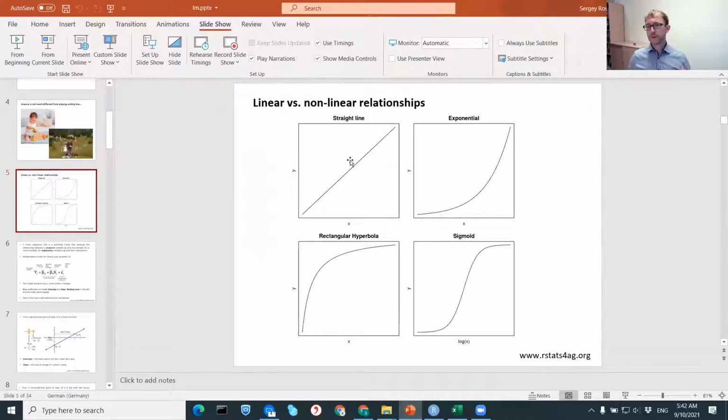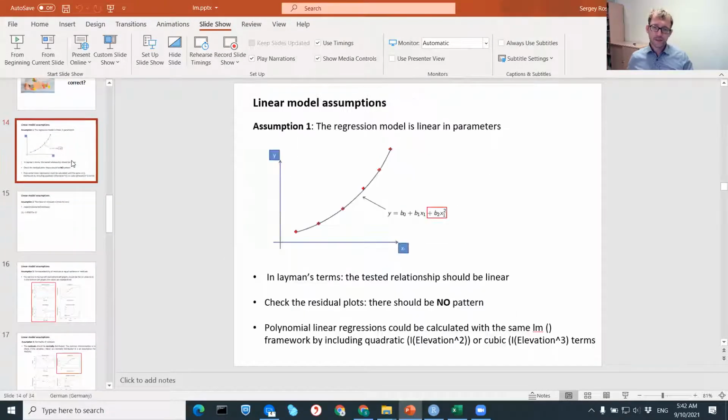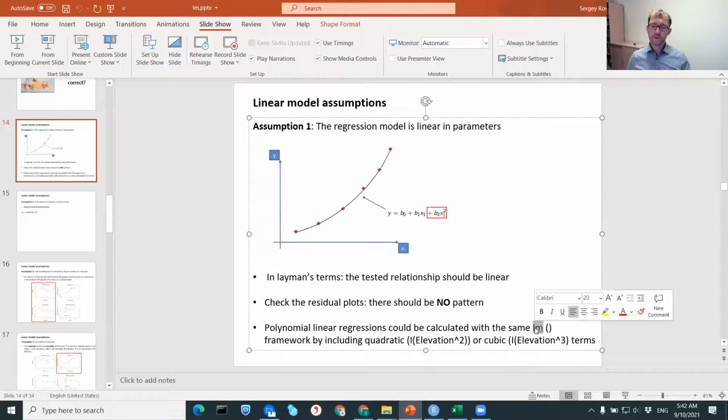You can only fit a linear model to your data if you expect a linear relationship, but not things like that. Or of course, it could be even more complicated. It doesn't mean, however, that you could not also account for a quadratic or cubic relationship, so-called polynomial linear regressions. You can account for non-linearity in your data by including quadratic or cubic terms. I'm going to show you in a while how it works.